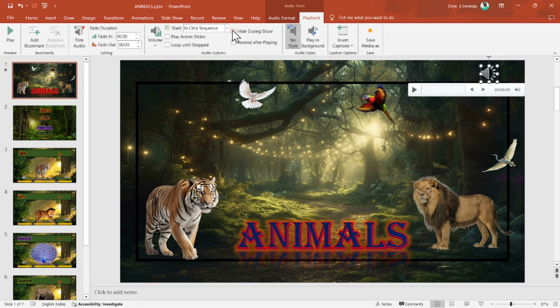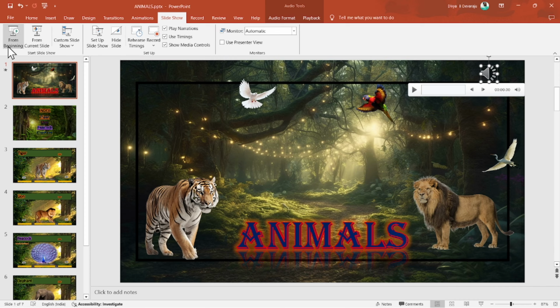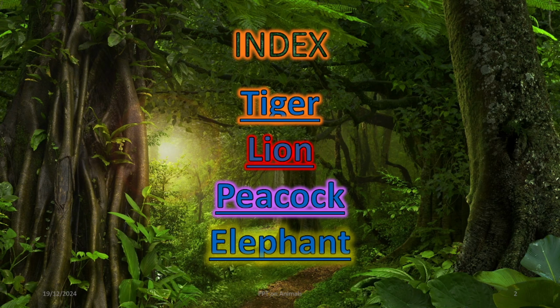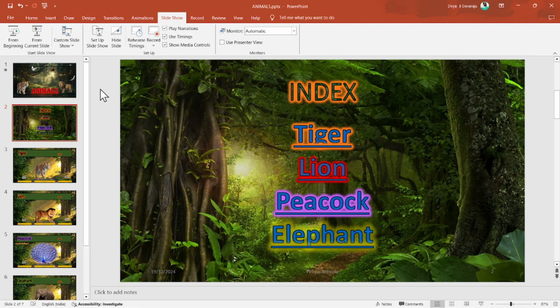Now going back here, when I choose the option here in click sequence and I do the slideshow, it doesn't start, but it's going to start when I click on the slide or when I use the next arrow. Now this is going to play only on the slide. When I click on the next button here, the music stops. What if I want the audio to be played on all the slides?